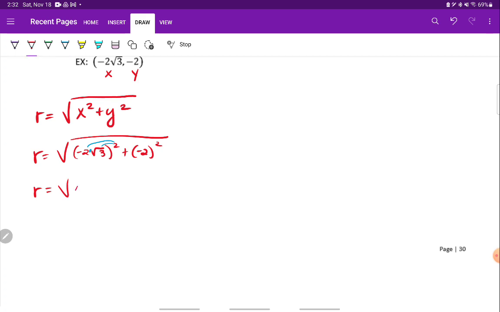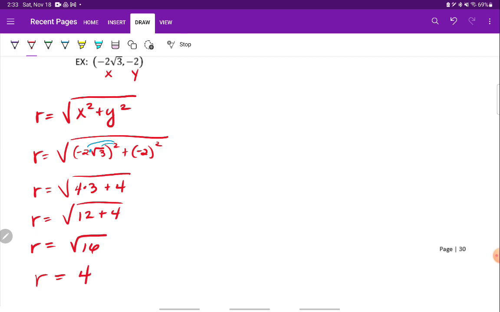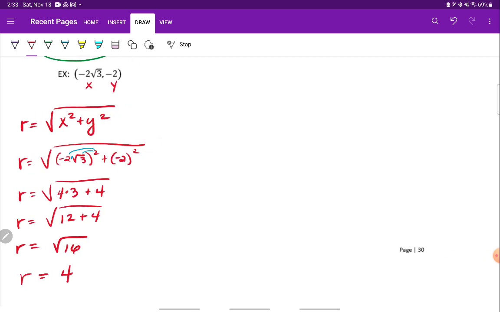That's going to give us 4 times 3 plus negative 2 squared is 4. It's going to be 12 plus 4. r is the square root of 16, which simplifies down to 4. Now that we have our x, y, and r values, all we need to do is plug it into our definitions.